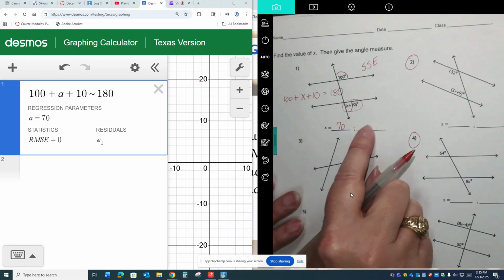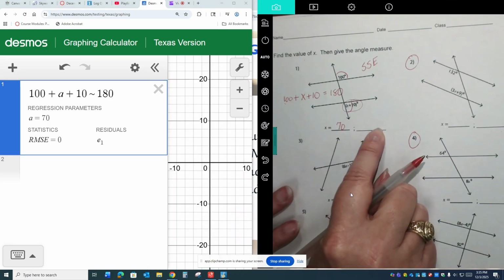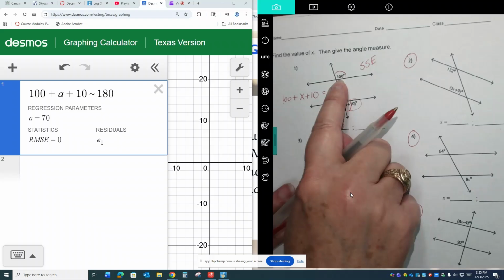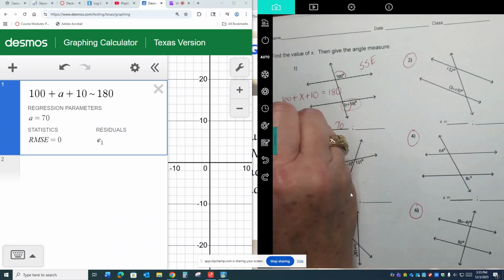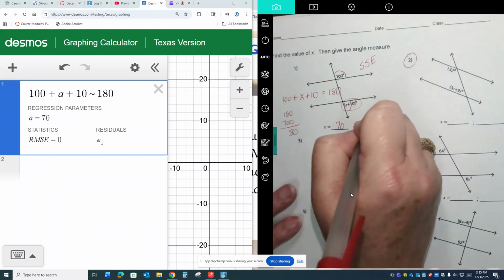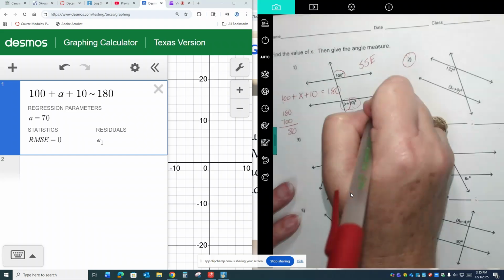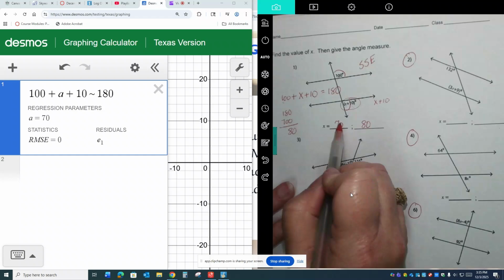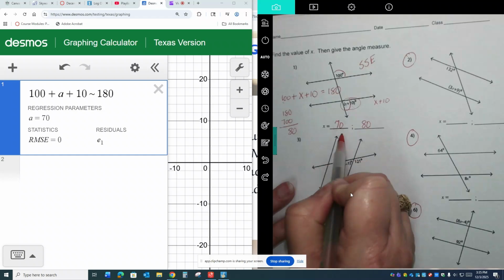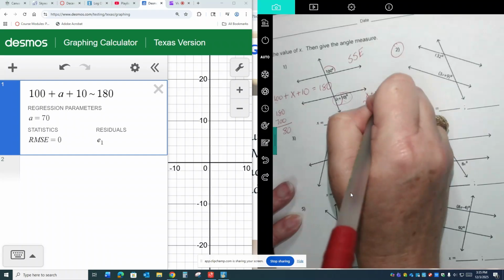Then it tells me what the other angle measure is. There's a couple different ways we can do this. We can say, well, I know one of them was 100, so I could just do 180 minus 100. The other angle measure has to equal 80. Or you could take this x plus 10 and substitute your value for x in for x. 70 plus 10 does indeed equal 80.